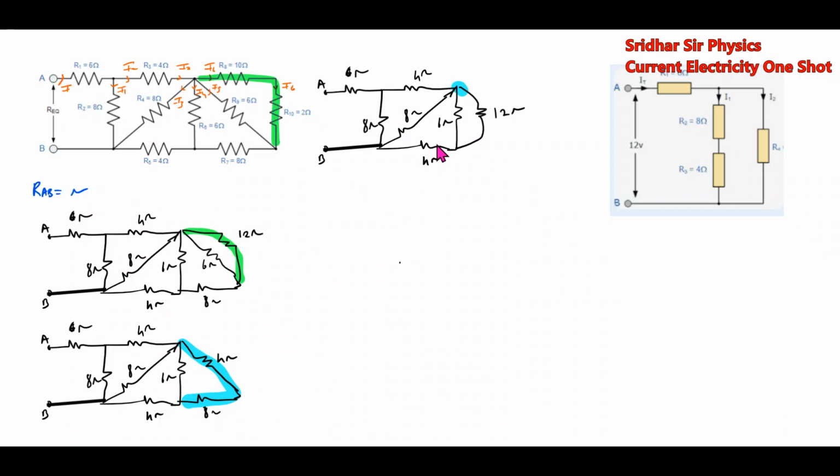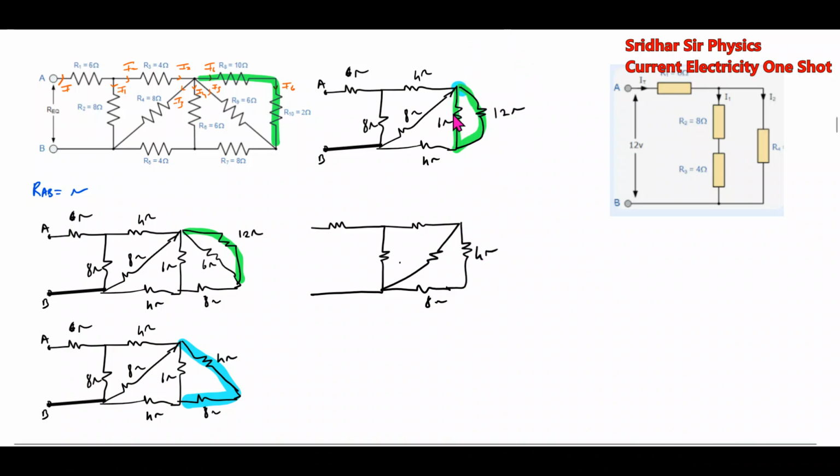Now 12 and 6 ohm, how they are? They are in parallel. These two are in parallel. So the effective of these two will be 4 ohm. Okay, this is 8 ohm, this is 8 ohm, and this is 4 ohm. These two we have replaced here. Now how these two are?